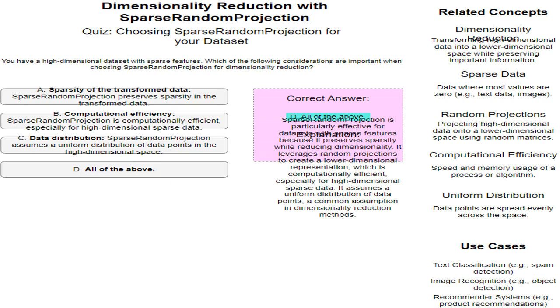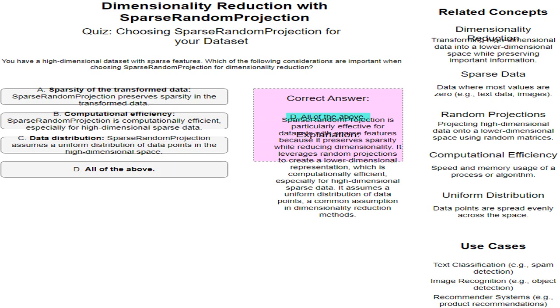Computational efficiency is the speed and memory usage of a process or algorithm. It is crucial for handling large datasets and achieving real-time processing. Image processing, optimizing algorithms for real-time object detection and tracking in video streams. Natural language processing, processing large volumes of text data efficiently for sentiment analysis or machine translation.